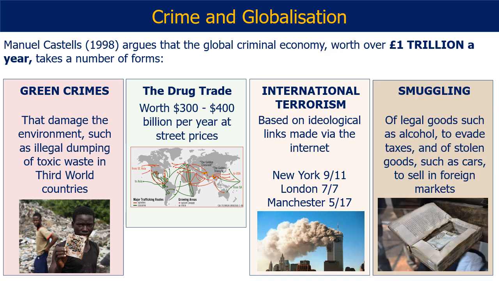And of course, smuggling, something which may well be exacerbated by globalisation, but is one of those crimes as perhaps as old as time itself. It's movement of legal goods such as alcohol to evade taxes, but also of stolen goods such as cars to sell in foreign markets. And that works both ways, both smuggling in and out of the UK.